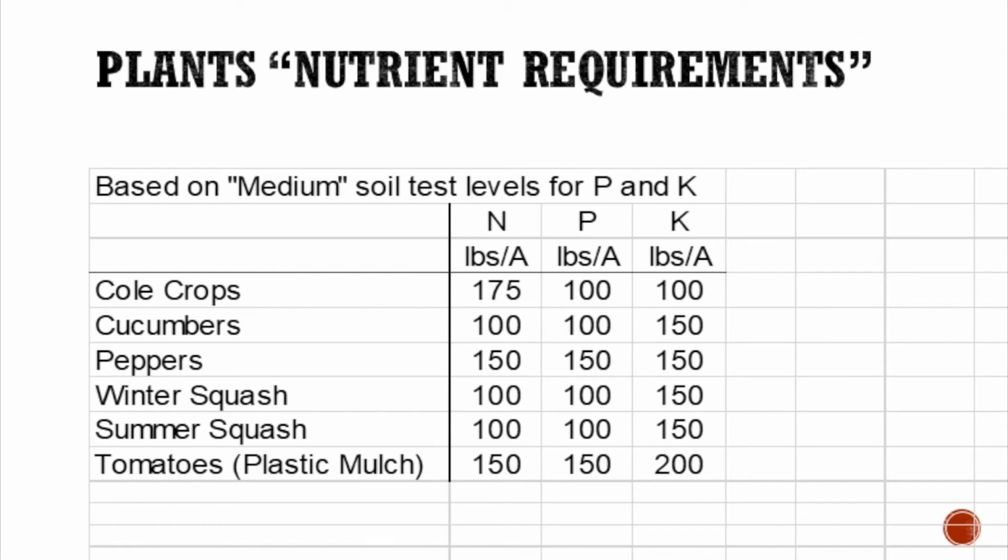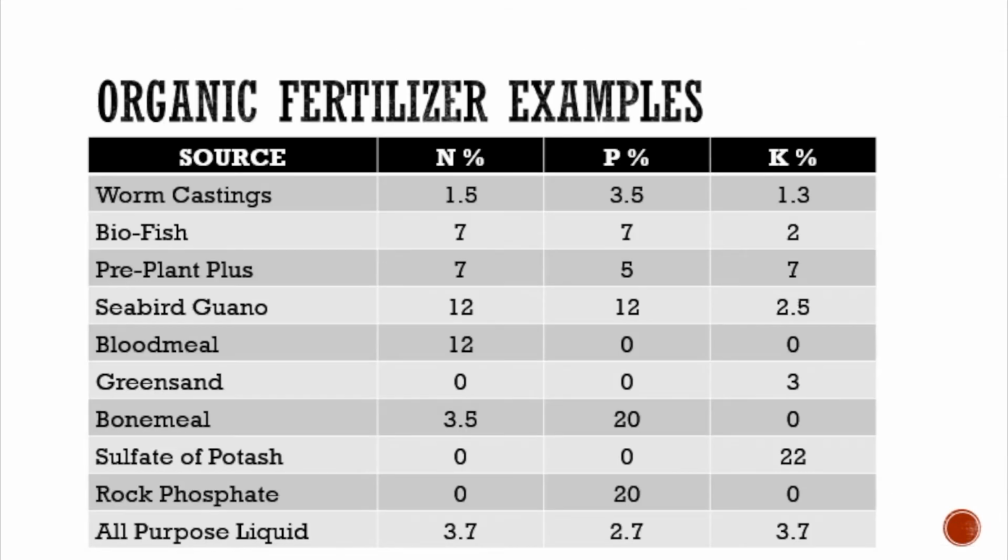For example, we're going to look at some of the different nutrient requirements for plants. And again, this is a more generic type of look, but if we look at cole crops, cucumbers, peppers, and these are bell peppers, winter squash and summer squash, and plastic mulch grown tomatoes, we can look at some trends as far as the amount of phosphorus and potassium that is needed, and also the amount of nitrogen that's needed based on the amount of yield that we expect from some of these crops. Higher yielding crops, such as the cole crops, bell peppers, and tomatoes, are going to require more nitrogen input for them to produce an acceptable amount of product.